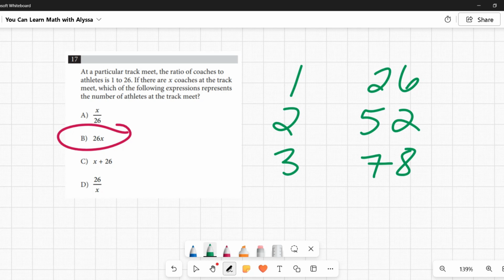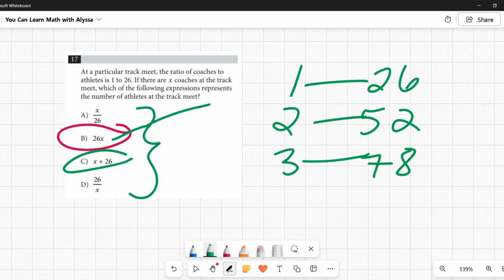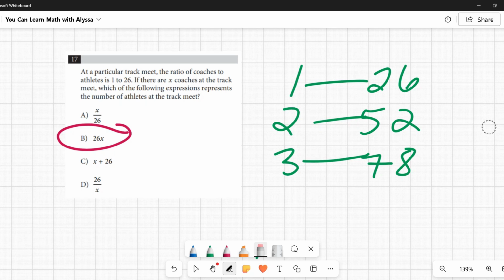And you go, okay, which of these represents what I'm doing over here? X divided by 26? No, that's not what's happening. 26 times the number of coaches? Yeah, it looks right. 1 times 26, 2 times 26, 3 times 26. X plus 26? Nope. 26 divided by X? Nope. B is correct. So yeah, you can plug stuff in. Absolutely fine. And either way, you're going to get the answer of B, 26X.